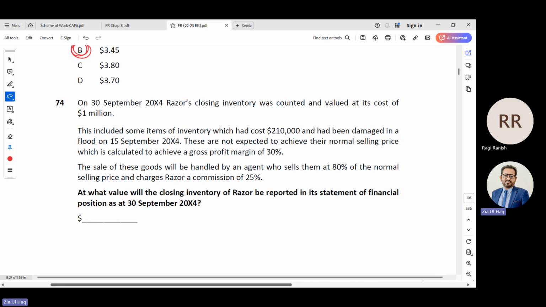Cost is given, 1 million. You need to calculate NRV. And by comparing, you can say the value of closing inventory.